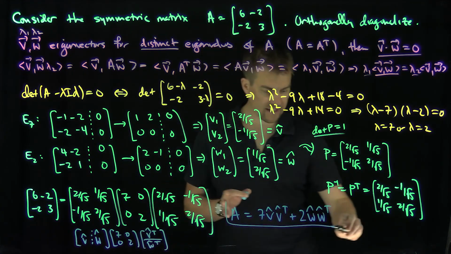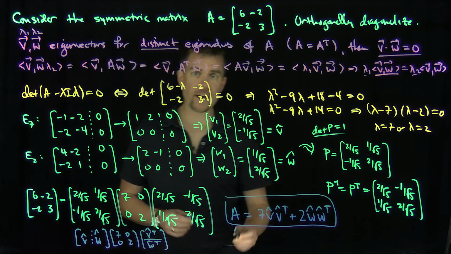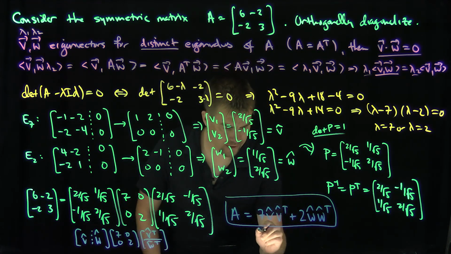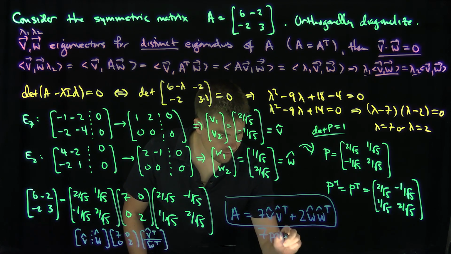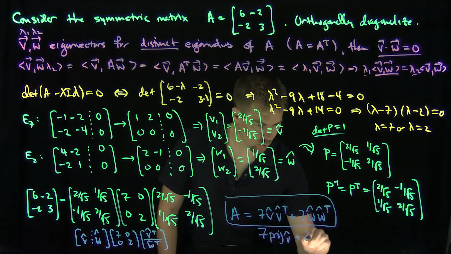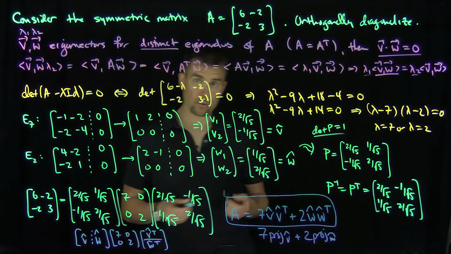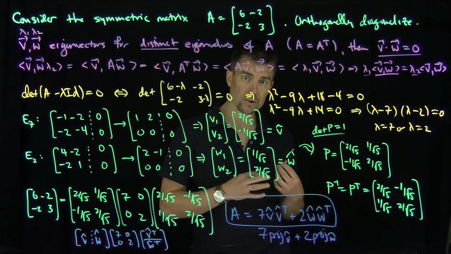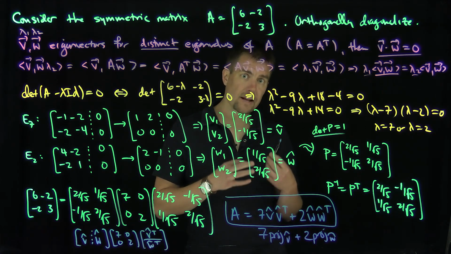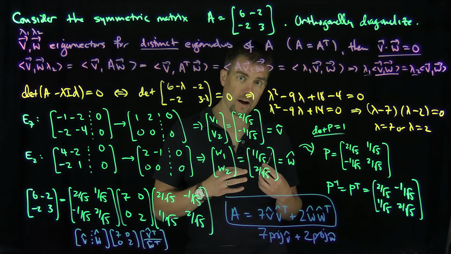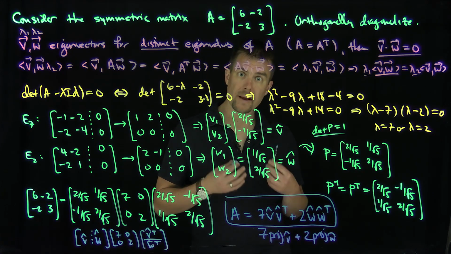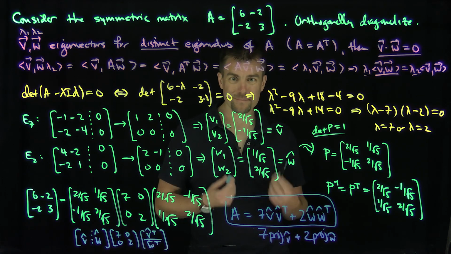So what I've done over here is I've written A as the weighted sum of two projection operators. This is the projection onto V. So this is really 7 projection onto V hat plus 2 projection onto W hat. And so this is a very, very simple version of the spectral theorem, which holds in general for real symmetric matrices: we can decompose a real symmetric matrix, if it's n by n, into the sum of n different weighted projection matrices. It makes the decomposition very, very straightforward. Thank you very much.